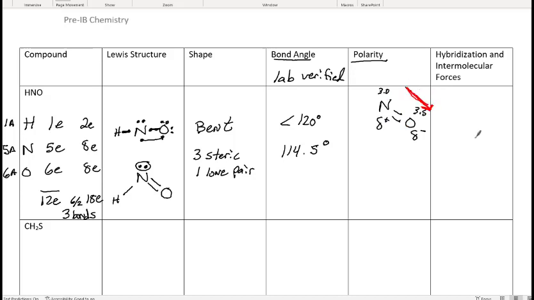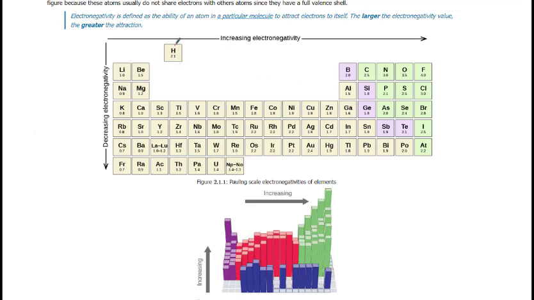Now let's look at the other side. So the other one we were looking at, hydrogen as compared to nitrogen.